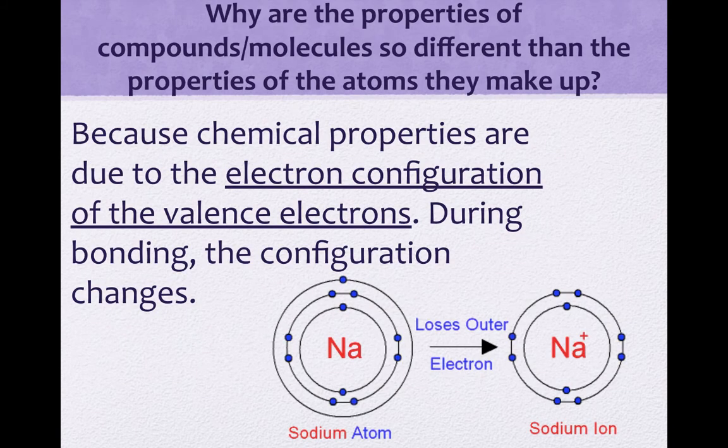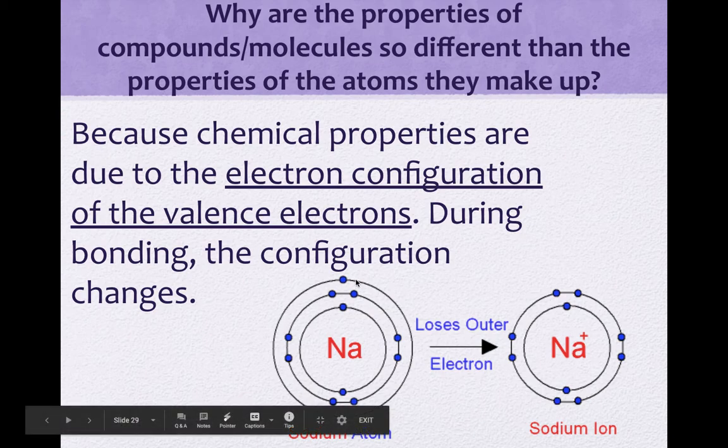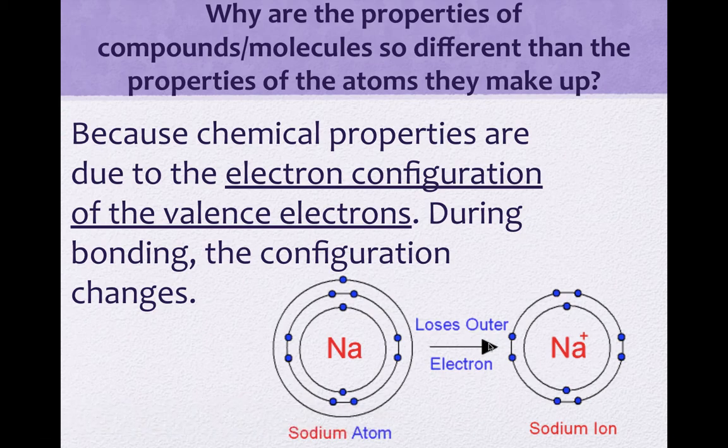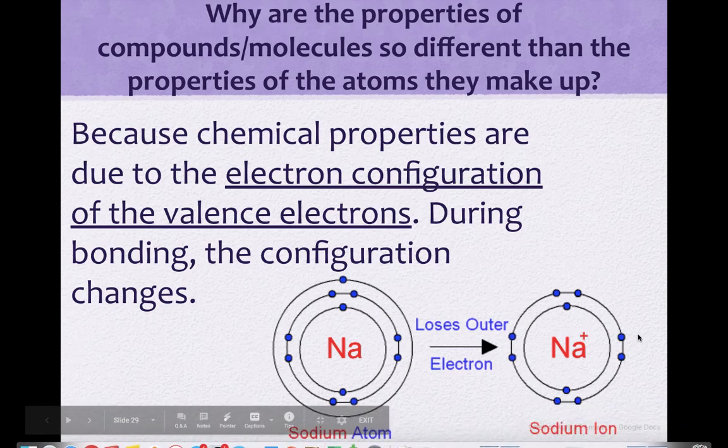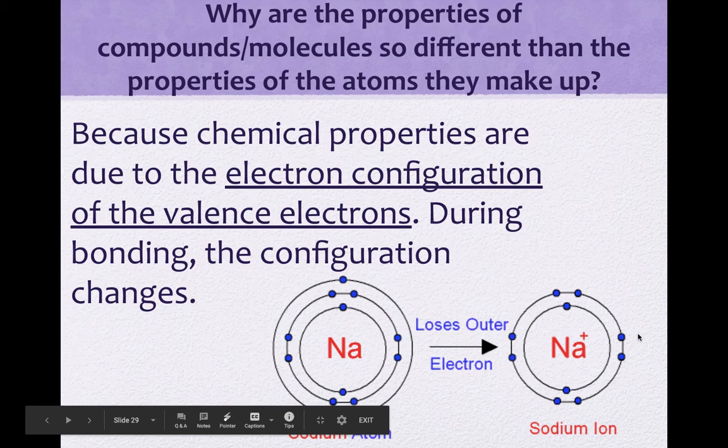Okay, so why are the properties of compounds and molecules so different? Because the chemical properties are due to the electron configuration of the valence electrons. During bonding, the configuration changes. So the configuration changes. It could be gaining an outer shell or completing it. It might be losing an outer shell like sodium did here. Sodium only had one valence electron. So when it lost its last electron, it now only has 2 rings. It's a very different compound when it gains or loses electrons.